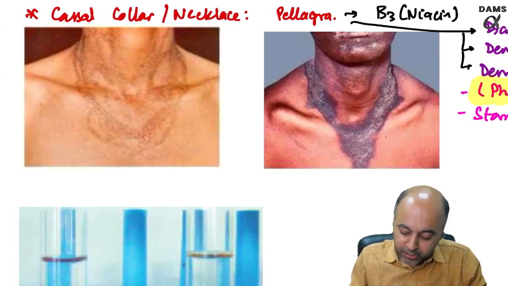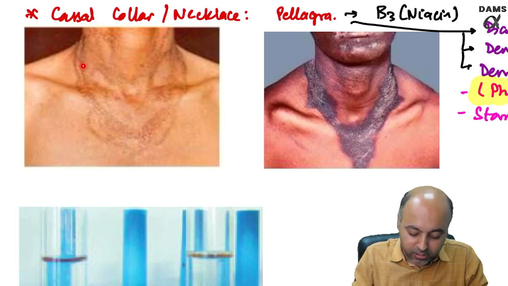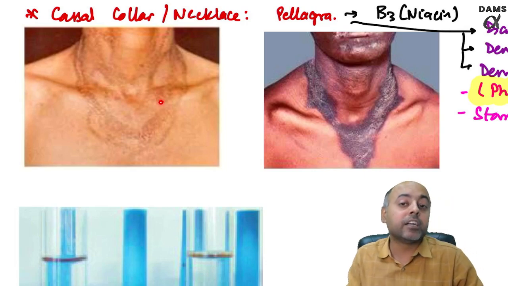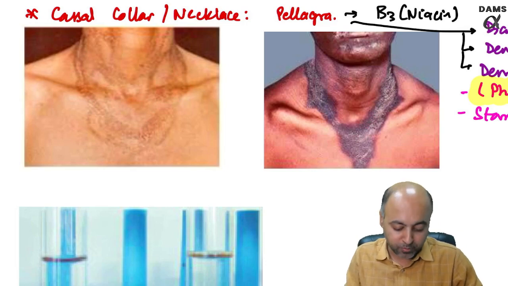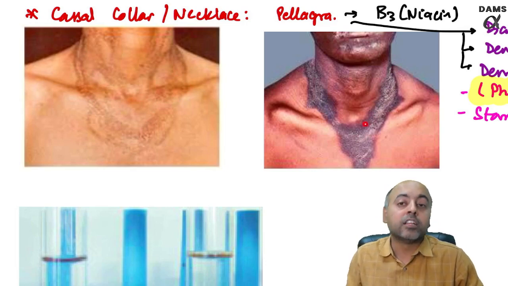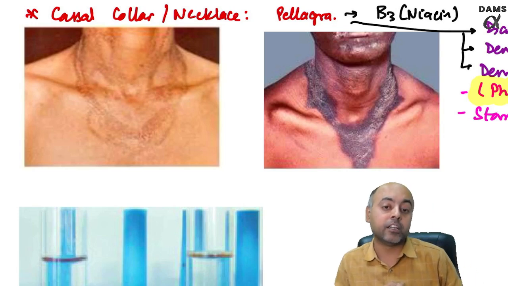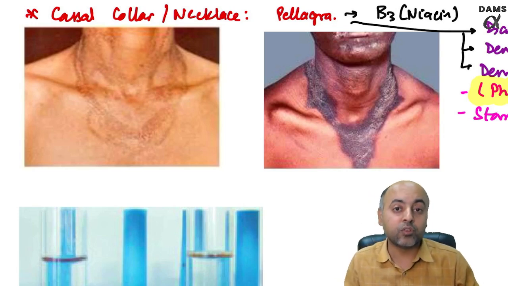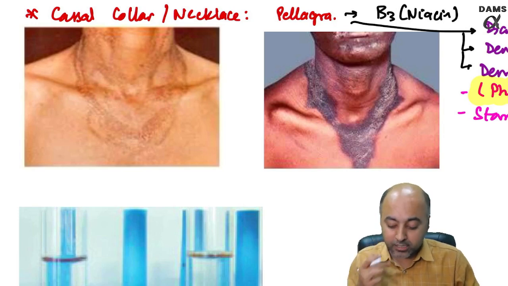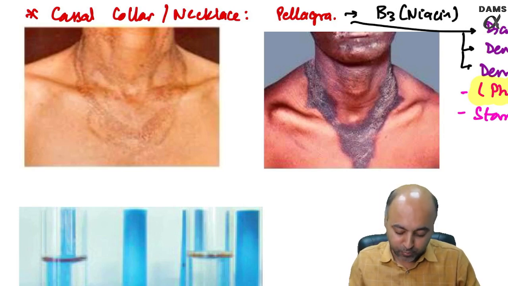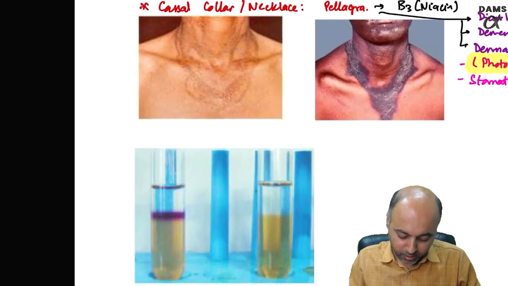Sometimes the pigmentation may not be as harsh as this. You can get the lightly pigmented image of the neck as well. So please be careful, don't always look for the highly pigmented lesions. You can also get the lightly pigmented lesions. So be very careful about the Casal collar or Casal necklace. It has to be in the sun exposed areas.